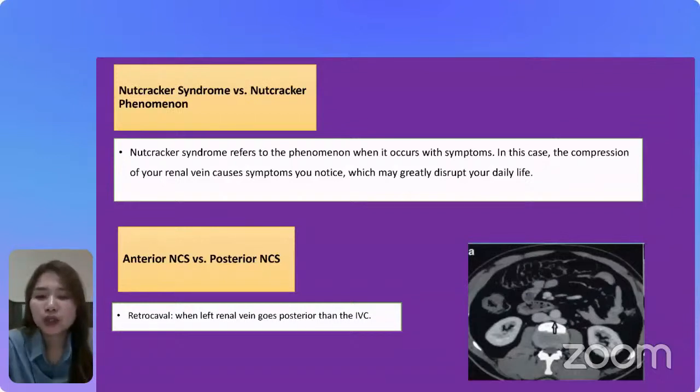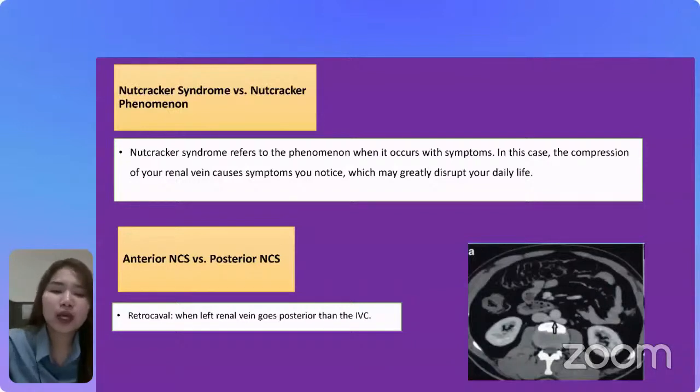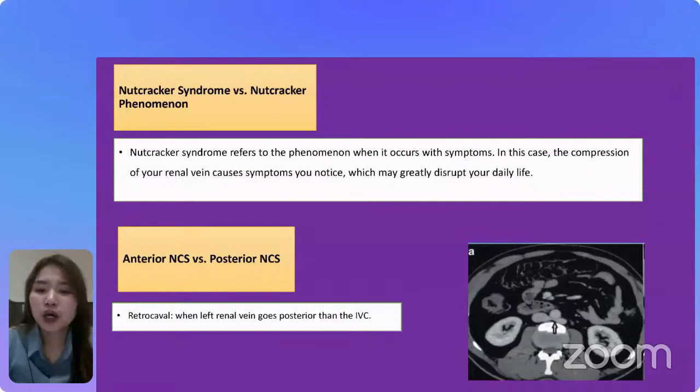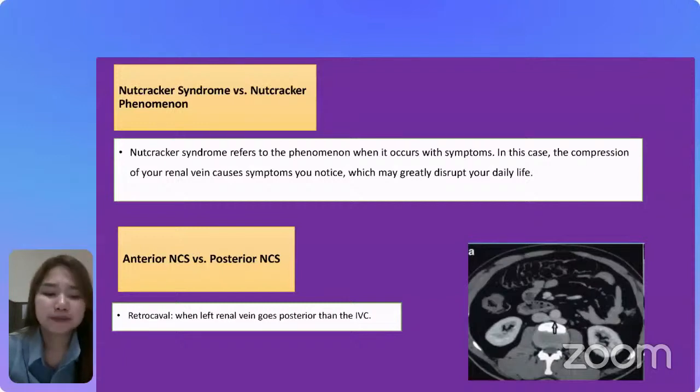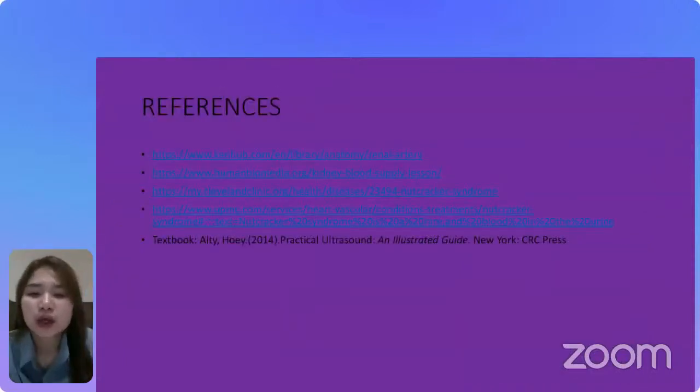And for the posterior NCS, when the left renal vein goes posterior to the IVC, as we can see here in our CT scan image, it gets compressed by our aorta and our spine. So that's all, and here are my references.